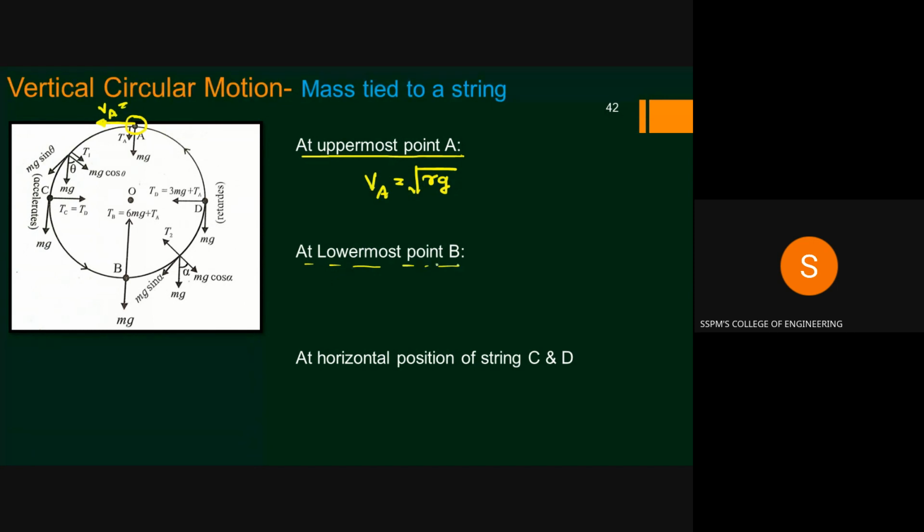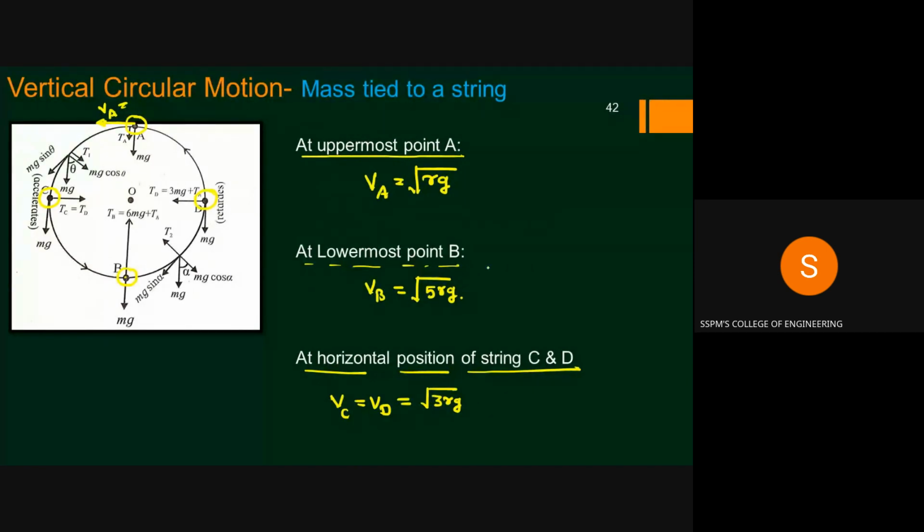At the lowermost point, that is B, the velocity required so that the particle will reach point A again is the minimum velocity. So VB is equal to square root 5 rg. And at the horizontal position of the string, maybe at point C or at point D, the velocity VC is equal to VD, and this value is equal to square root 3 rg.